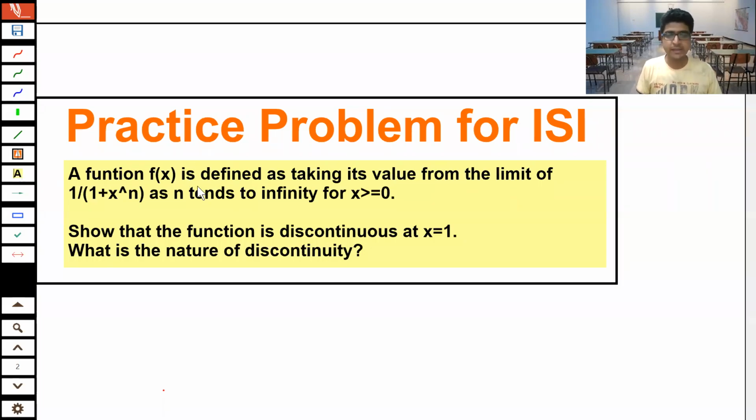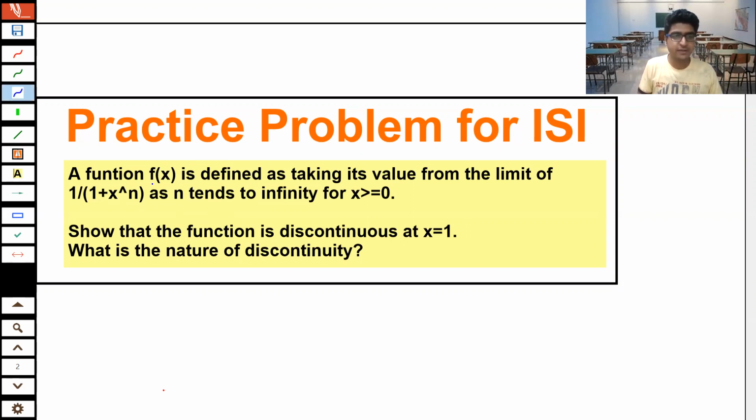So here is a practice problem for ISI PE. Let's do this, and based on this, I'll be providing you another question from the ISI papers itself, which you can do as a practice as well. So let's see the question.